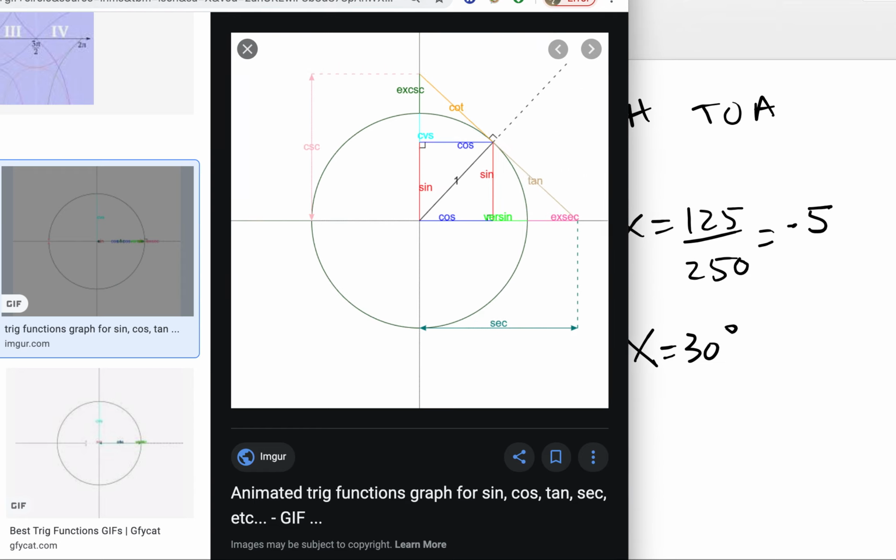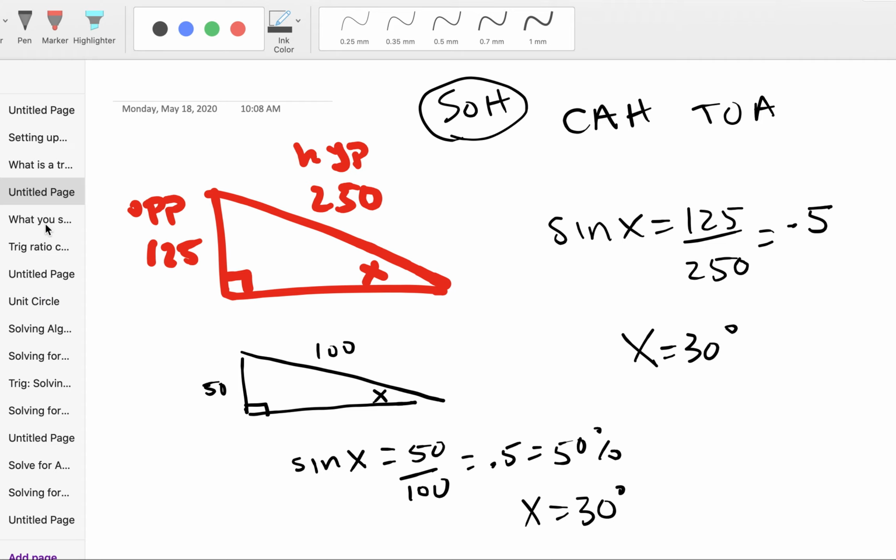So over time, we created these charts and we programmed our calculator to know all the comparisons. What percentage of this side, the opposite, is it when we compare it to the hypotenuse? And it'll give you the degree. So this allows us to solve for a missing angle when we have two sides. It allows us to find a missing side when we have an angle and one side. So it allows us to solve a lot of things with triangles.